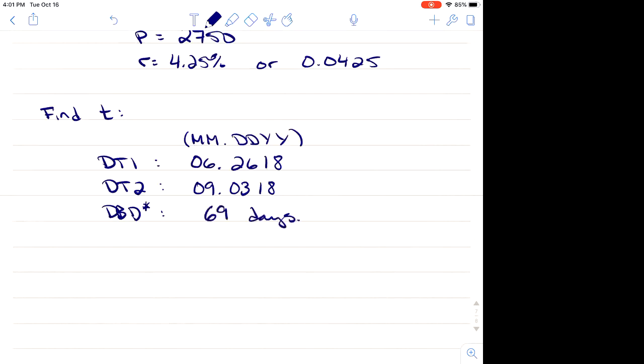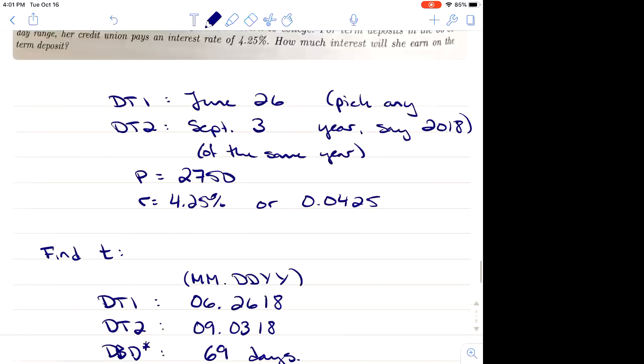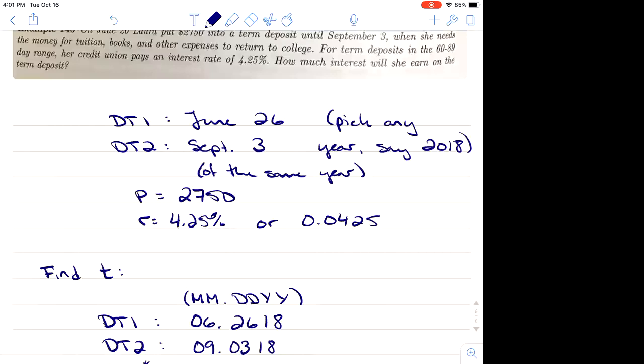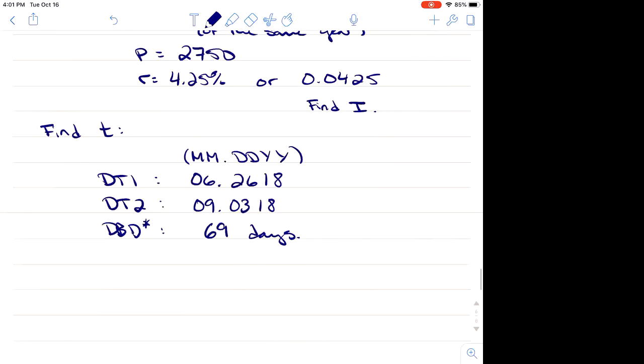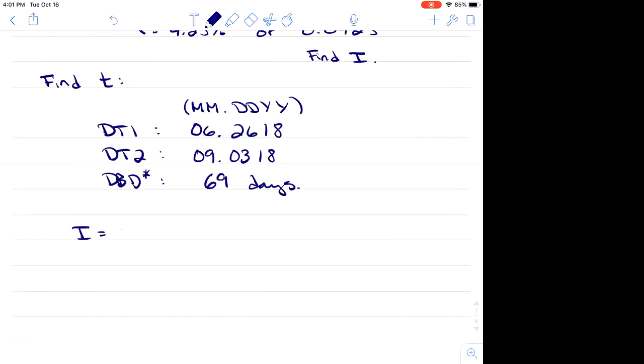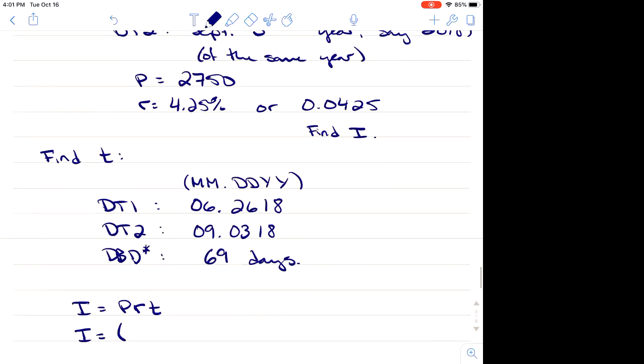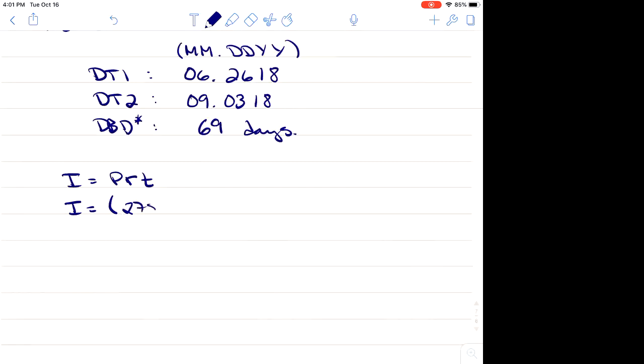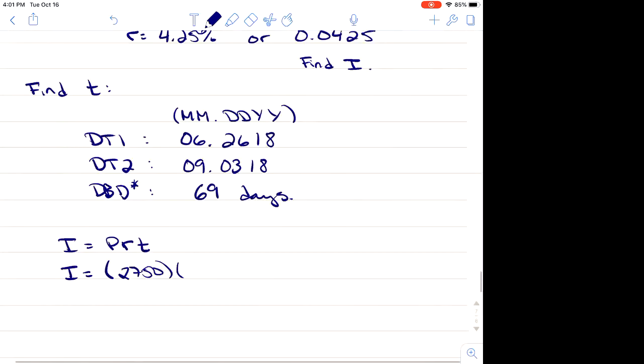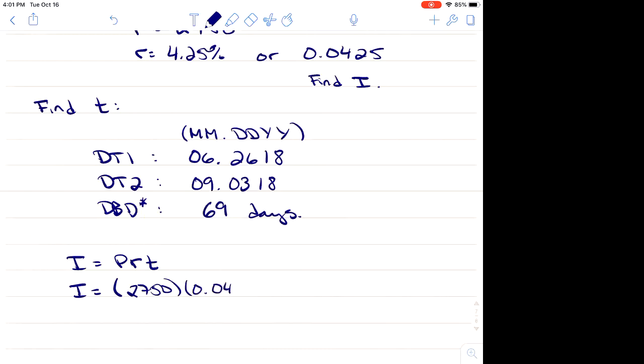So now we can solve the problem. What do we want to find? So how much interest? So find I. Okay. So we know I equals PRT. So P must be our principal amount, which was $2,750. The rate, 0.0425. And the time is 69 divided by 365.